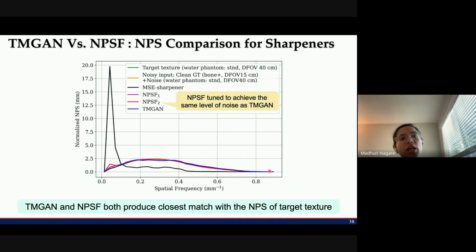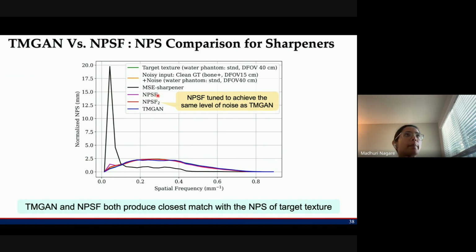Let's see how TMGAN works on sharpening. These are the noise power spectrums for the sharpening results. Here the target texture and input are again embedded in the red and blue curves. Then MFC sharpener sharpens the images, but it removes the noise, so the black curve is skewed to the DC frequency. And I have references for this NPSF method.